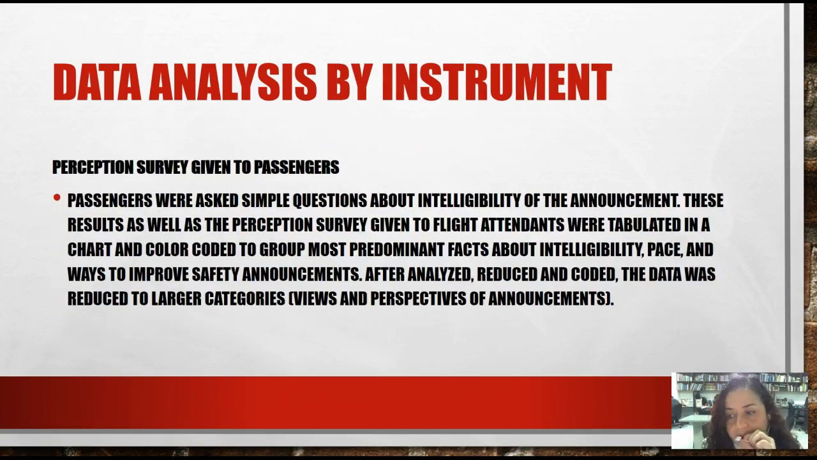Okay. Then we go to the second instrument. In this case, is a perception survey given to passengers. Okay, so passengers were asked simple questions about intelligibility of the announcement. These results, as well as the perception survey given to the flight attendants, were tabulated in a chart and color-coded to group most predominant facts about intelligibility, pace, and ways to prove safety announcements. After analyzed, reduced, and coded, the data was reduced to larger categories: views and perspectives of announcements. So as you can see, as in the previous instrument, the researcher mentions the specific procedure carried out and the expected outcomes of that particular instrument.